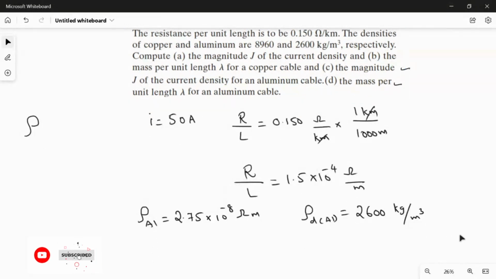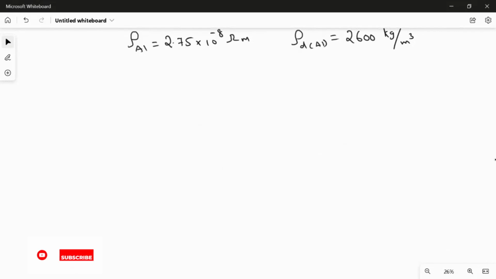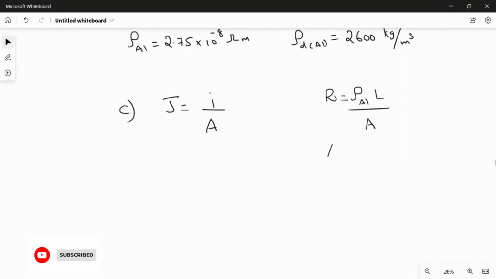By using this, I'm going to find the current density of the aluminum cable. So let's start. As we already studied, the equation for the current density J is equal to the current divided by area. For this area, I'm going to use the resistance equation: resistance is equal to the resistivity of aluminum multiplied by the length of the aluminum cable divided by the cross-sectional area. So I have to rearrange this equation in terms of the cross-sectional area: A is equal to the resistivity multiplied by the length divided by the resistance.